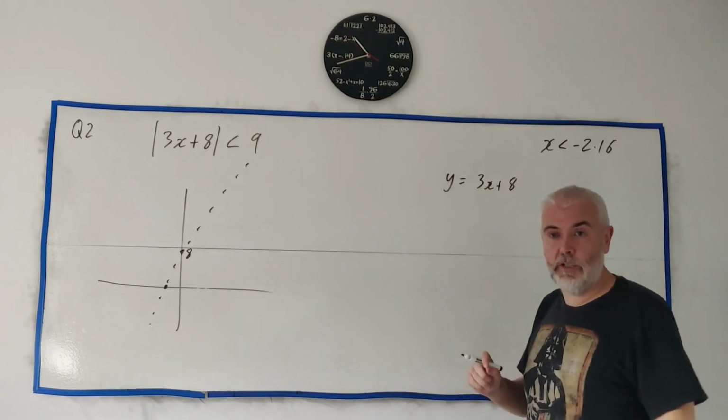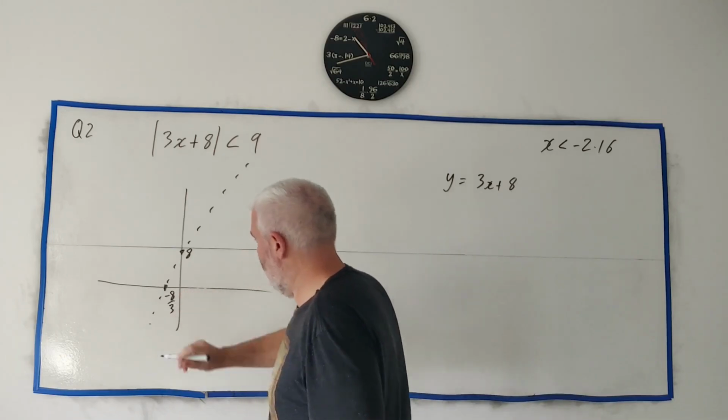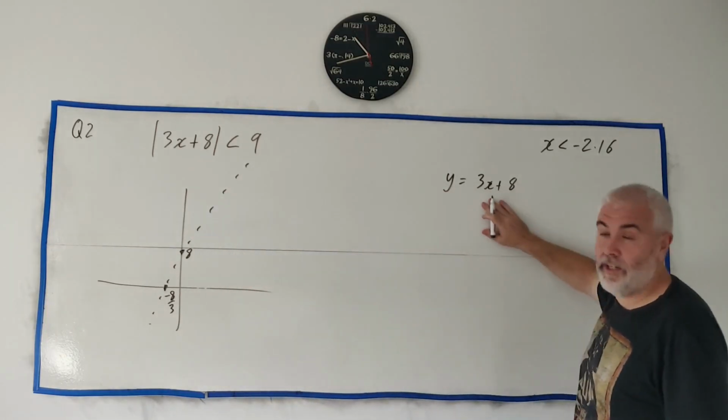The x-intercept, we can just rearrange it and find y is 0, 8 becomes minus 8. We get that x is equal to minus 8 over 3. It's minus 8 over 3. We could draw this line here.